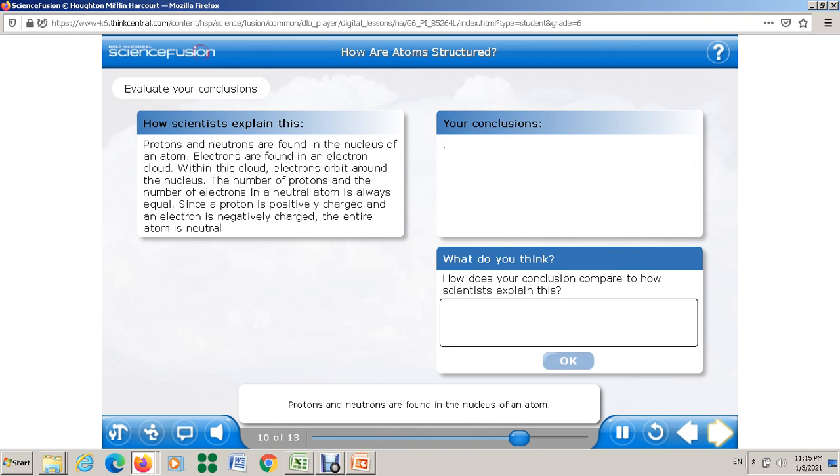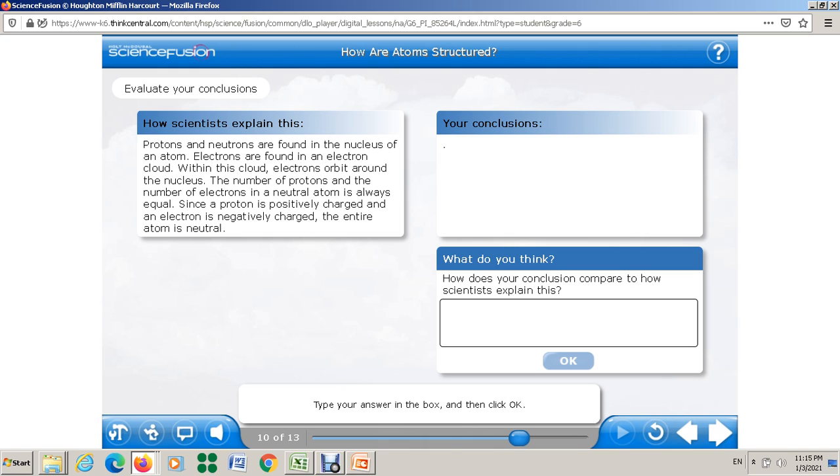Protons and neutrons are found in the nucleus of an atom. Electrons are found in an electron cloud. Within this cloud, electrons orbit around the nucleus. The number of protons and the number of electrons in a neutral atom is always equal. Since a proton is positively charged and an electron is negatively charged, the entire atom is neutral. You may have concluded that different atoms are structured in a somewhat similar way. How does your conclusion compare to how scientists explain this? Type your answer in the box and then click OK.